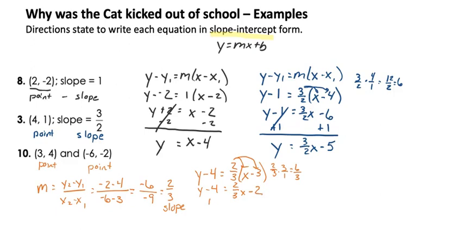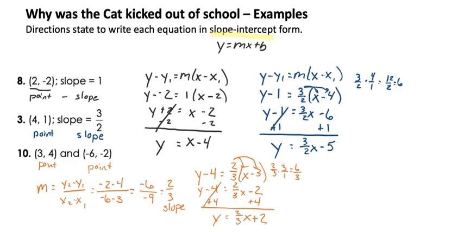Almost there. All we got to do now is add the 4 to both sides. And we will have y, because our 4's are gone. We have canceled those. Then we have 2/3 x, and negative 2 plus 4. Well, negative 2 plus 4, I'm actually subtracting. 4 minus 2 is positive 2. So y equals 2/3 x plus 2. That's in slope-intercept form. Y equals mx plus b.